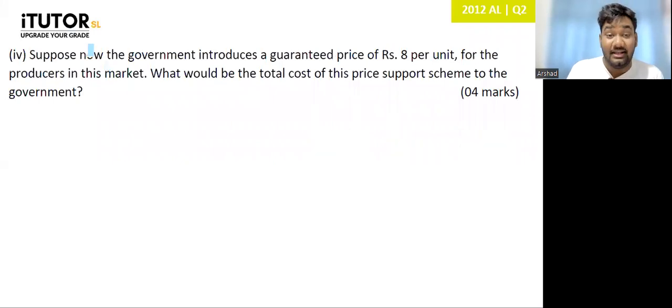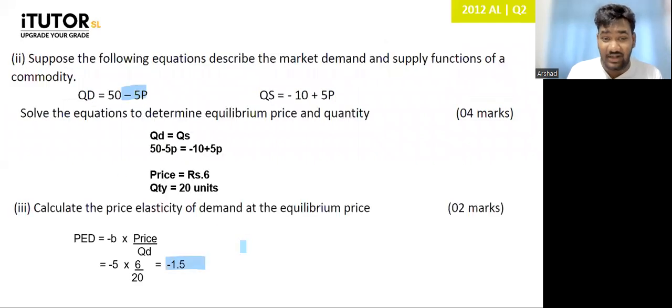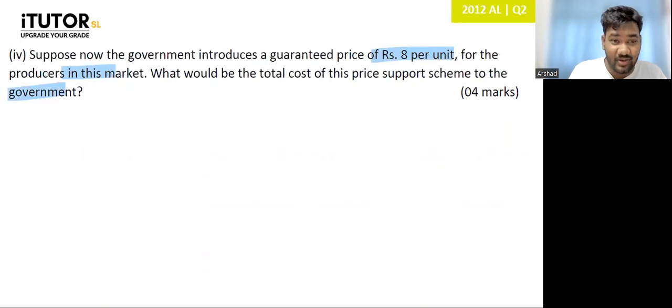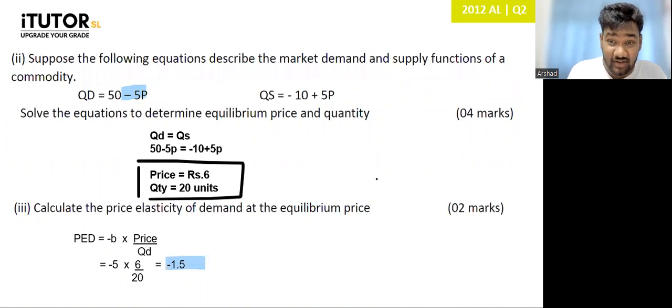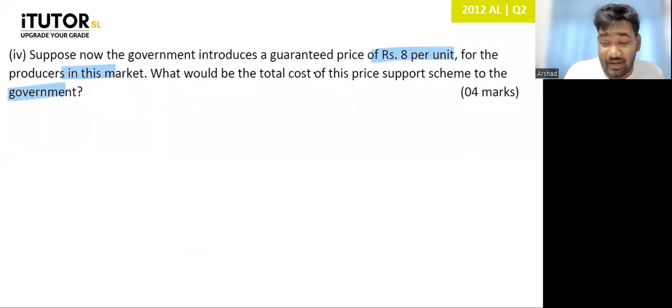Suppose now the government introduces a guaranteed price of 8 per unit for the producers in this market. What would be the total cost of this price support scheme to the government? We'll draw and see. Equilibrium price is 6, quantity was 20. Always, guys, when you get a question like this, there is a good with equilibrium price 6 and quantity 20. What is the government doing? They are putting a guaranteed price of 8. So when the government puts a guaranteed price of 8, what happens now?